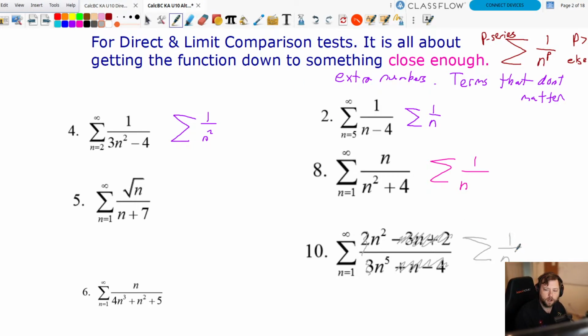So I'm left with 1, and then it's n to the 3rd. That's how many are left on bottom. So it's close enough to 1 over n cubed. Kind of seeing this close enough pattern. Let's go to 6. 6 is the same way.